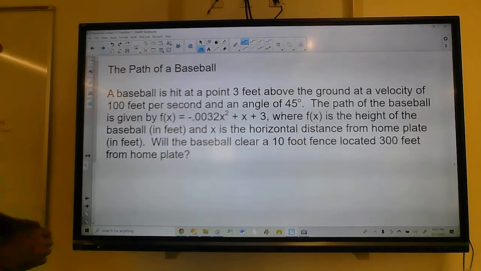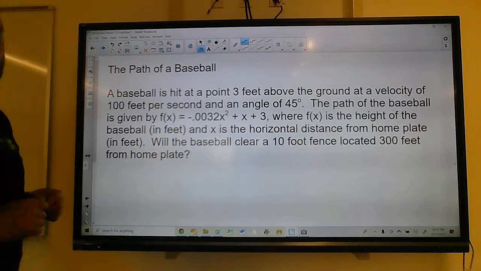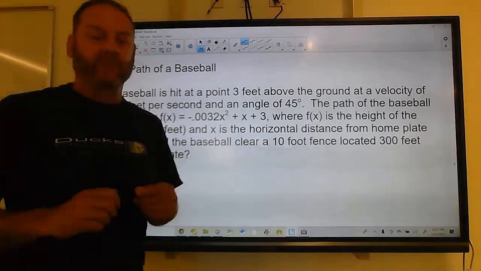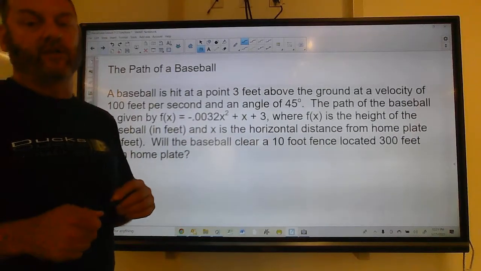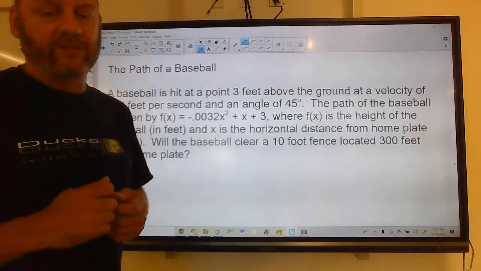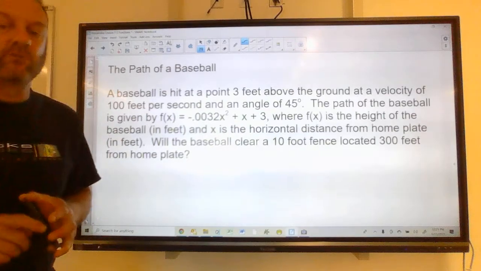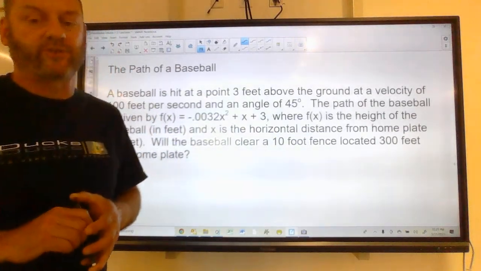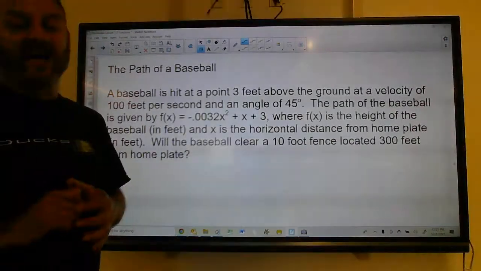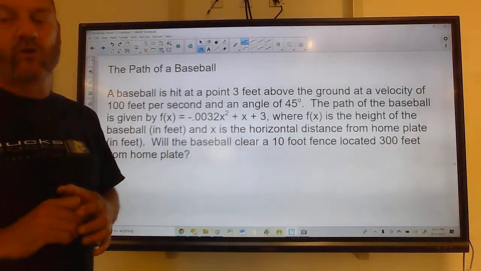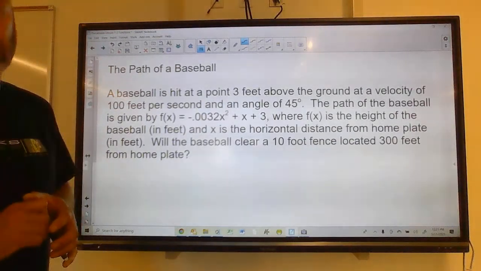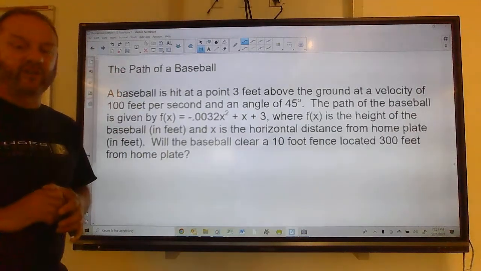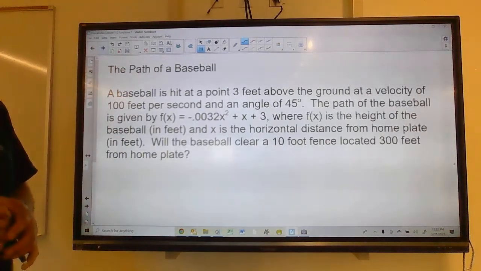Okay, the path of a baseball. A baseball is hit at a point 3 feet above the ground at a velocity of 100 feet per second at an angle of 45 degrees. The path of the baseball is given by f of x equals negative 0.0032x squared plus x plus 3, where f of x is the height of the baseball in feet and x is the horizontal distance from home plate in feet. Will the baseball clear a 10-foot fence located 300 feet from home plate?